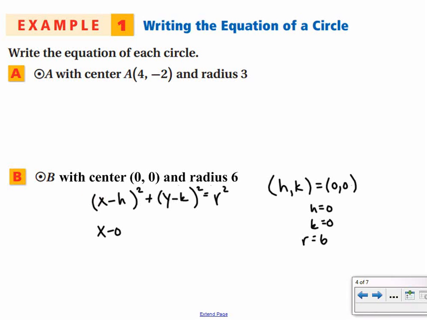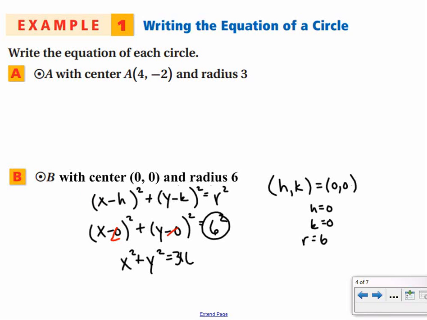So I'm just going to plug in those values into this equation. So I would have (x minus 0) squared plus (y minus 0) squared equals 6 squared. Now I don't really need these zeros here, so I'm just going to rewrite this without them. And I'm also going to square my 6. So my equation would be x squared plus y squared equals 36. Let's go back to the top now.